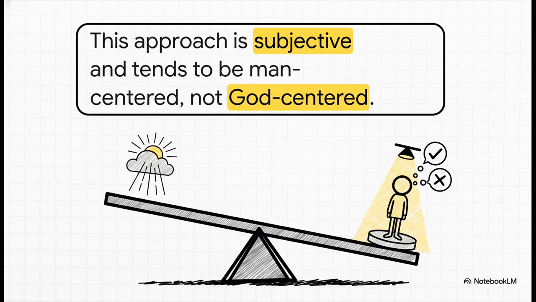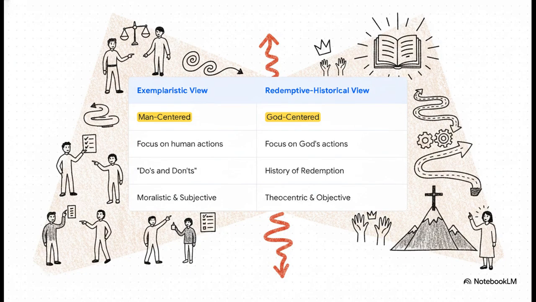This approach can be really subjective. I mean, how do we know for sure what's supposed to be an example versus what's just part of the story? And more importantly, it tends to become man-centered. The focus shifts to us and what we should be doing, and we can easily lose sight of what God is doing in His own story. And you can really see the difference side by side here. The exemplaristic view is all about us, which leads to a bunch of subjective do's and don'ts. But the redemptive historical view, that's God-centered. It's focused on His actions as part of a much, much bigger story.